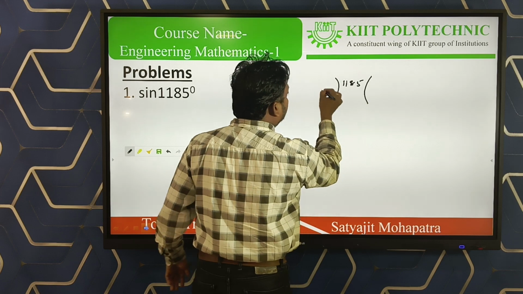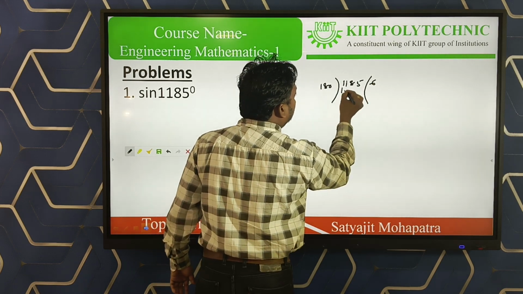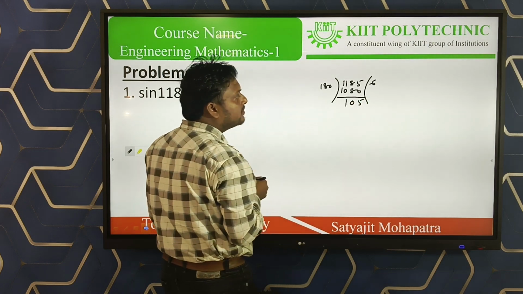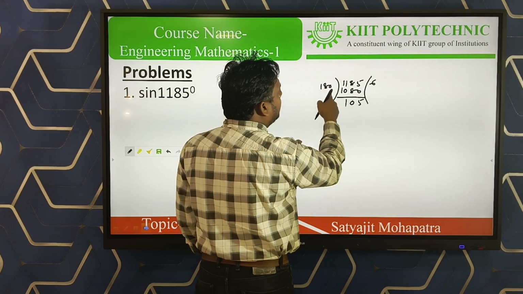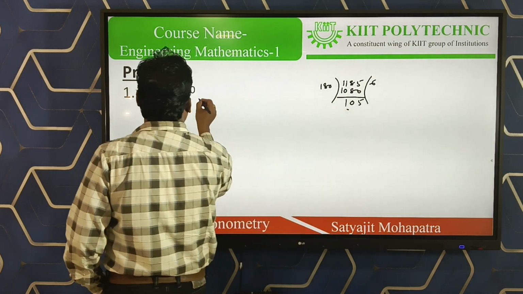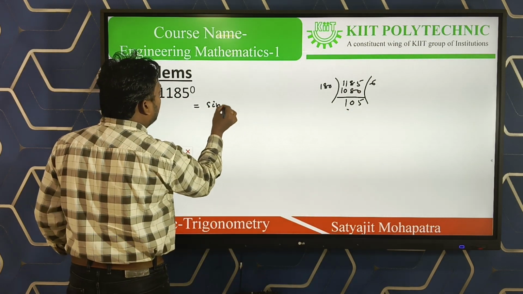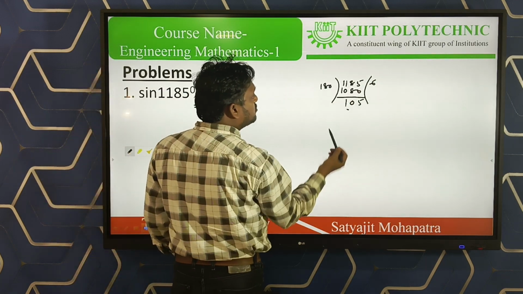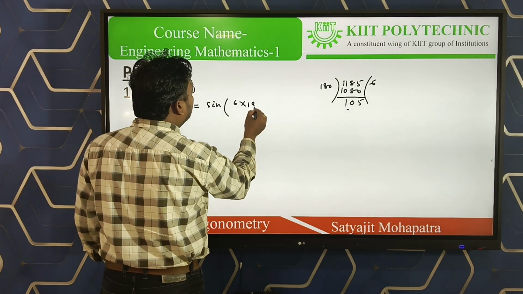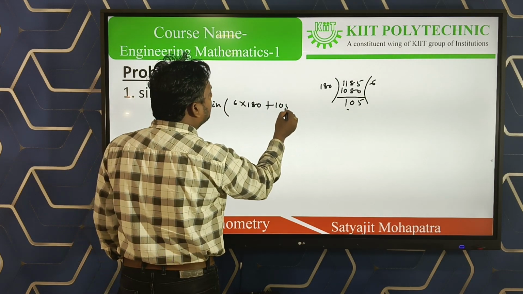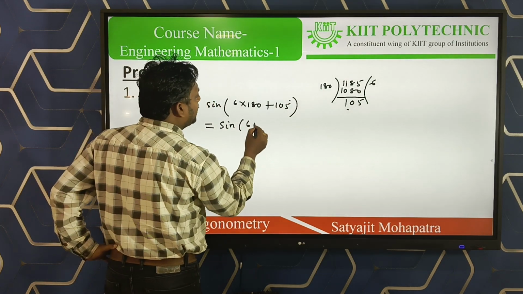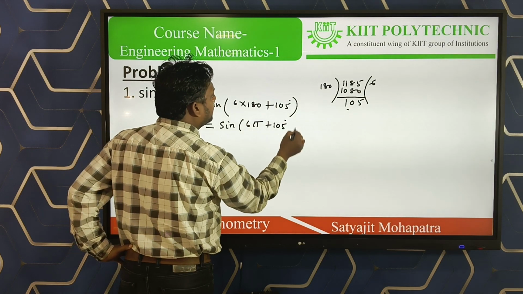1185 by 180. 6 times 180 is 1080. Do the subtraction: 5 minus 0 is 5, and so on, giving 105. All of you see, 180 into 6 plus 105 gives 1185. So we can split this one. See, all of you know, dividend equals quotient into divisor plus remainder. That acts here: 6 into 180 plus 105. I think all of you are getting it. Then sine, this becomes 6 times 180, which is 6 pi, plus 105 degrees.